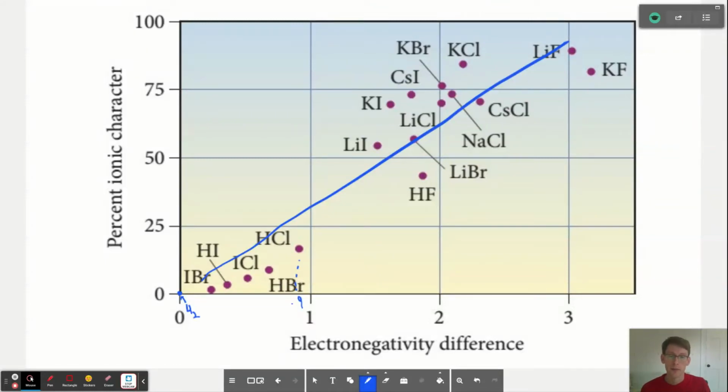So I hope this video has been helpful to you. Again, think ionic bonding with metal-nonmetal, and if there is no metal involved, if it's just two nonmetals or a nonmetal and a metalloid, then just consider it covalent, just maybe more or less polar compared to something else.